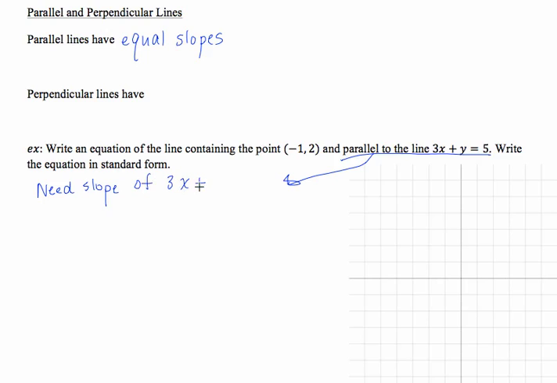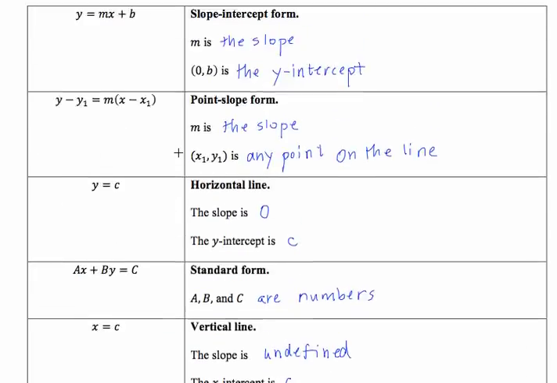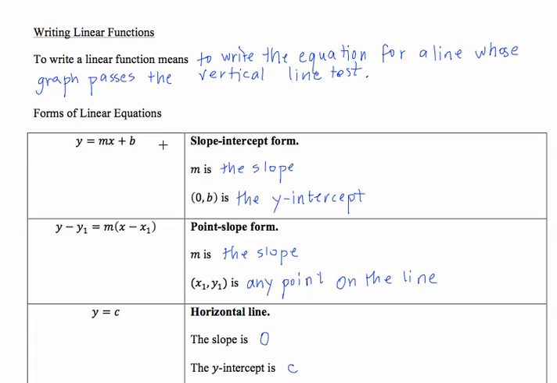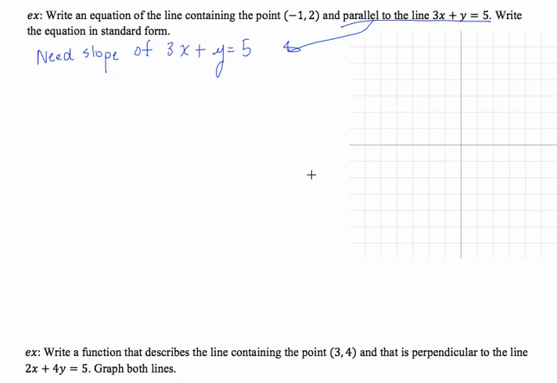Now, just because we have a 3 in front of the x here does not mean the slope is 3. Slope-intercept form, y equals mx plus b, has to be solved for y in order for m to be the slope. So in order to figure out the slope of this, we're going to have to solve it for y. If we subtract 3x from both sides, we'll have y equals -3x plus 5. Now it's in slope-intercept form, so the slope is the coefficient of that x, which is -3.